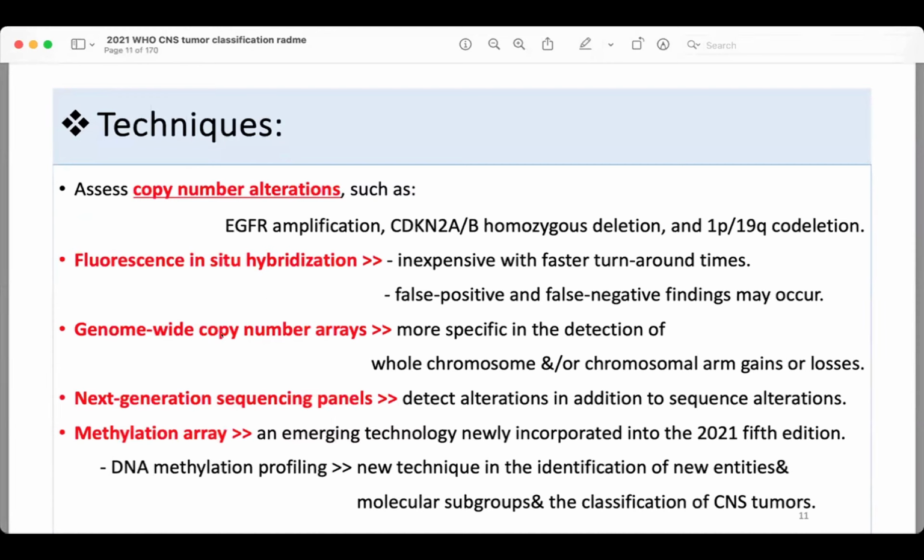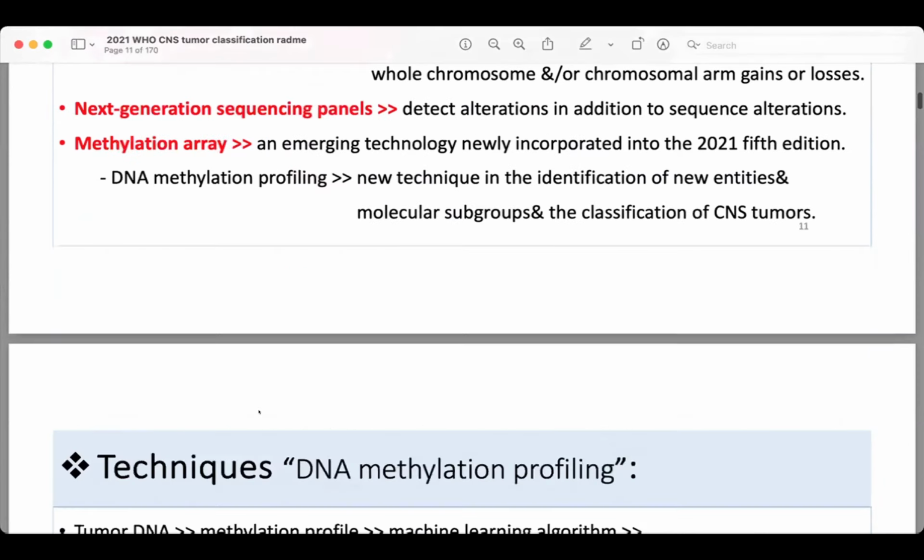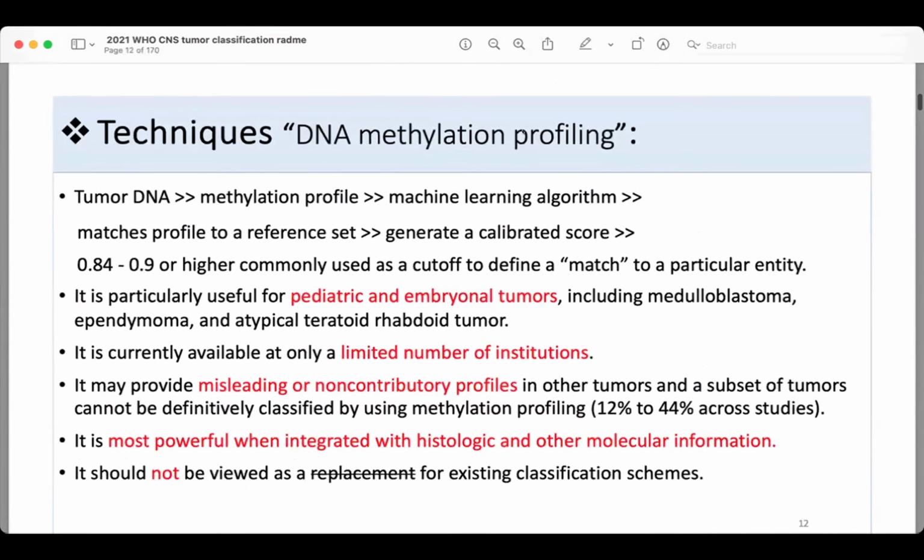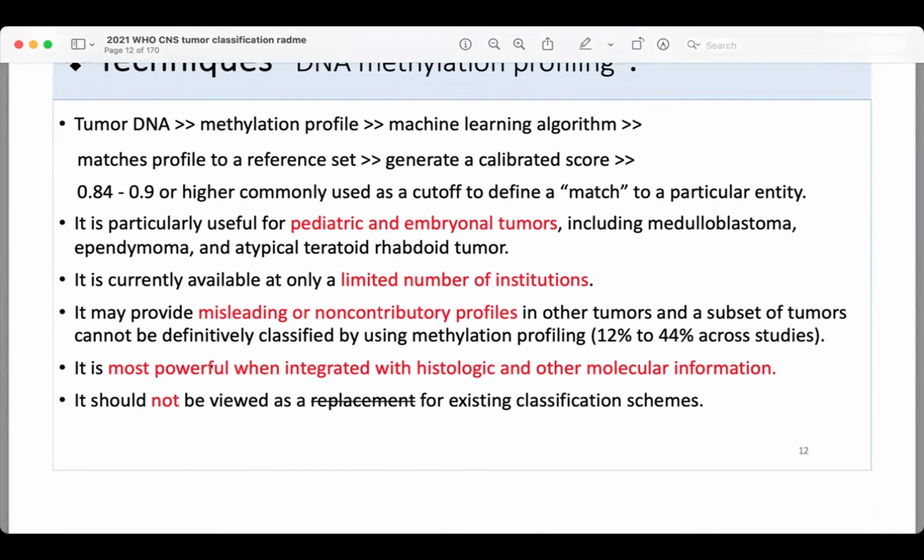You can know a brief about each type: the fluorescence in situ hybridization, the genome-wide copy number analysis, the next generation sequencing panels, and the methylation array. DNA methylation profiling is also widely used now. They have a genetic map and they compare the genetic map of the patient to this standardized one to detect how much it looks like it, or what the differences are and what the percentage of the difference is.